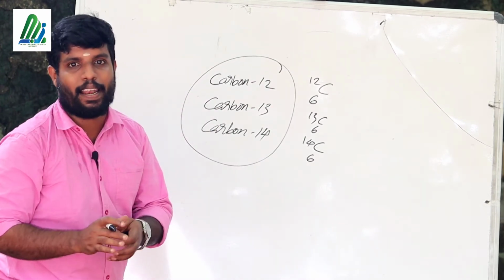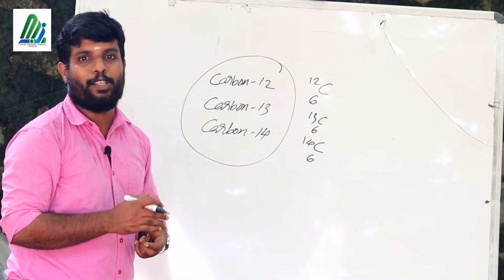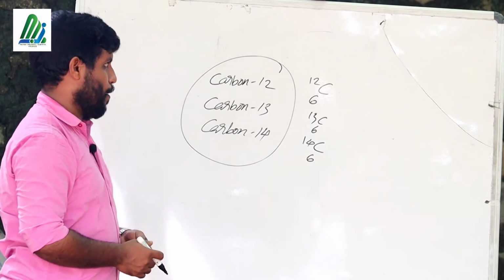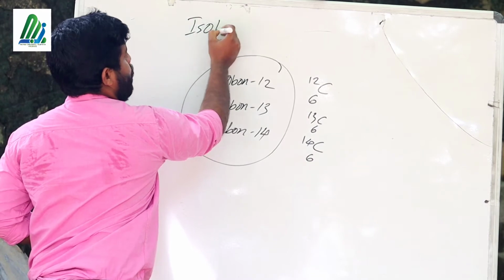Like that, the isotopes are named according to their mass number. So isotopes have the same atomic number and a different mass number. Another topic is there that is not in our syllabus: isobars.